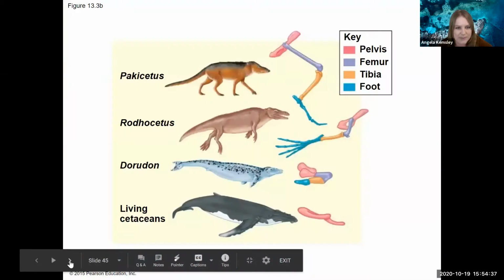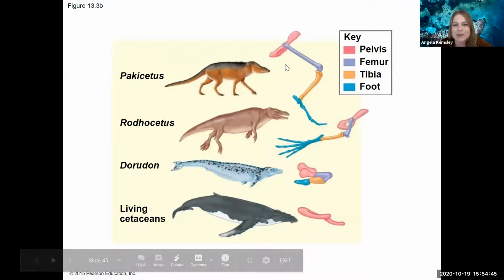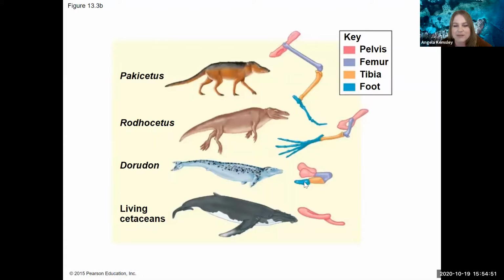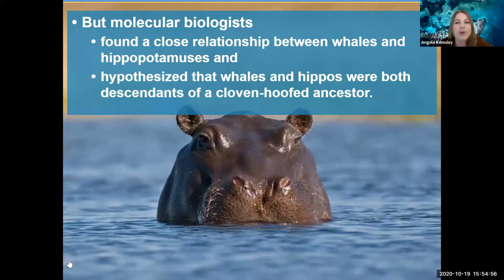Oh, but wait. Here we go. Take a look at this real quick. You'll notice the different colors represent the corresponding bone in all of these different animals. So we've got foot and toe, nothing, right? Oh, but wait, here come the molecular biologists.